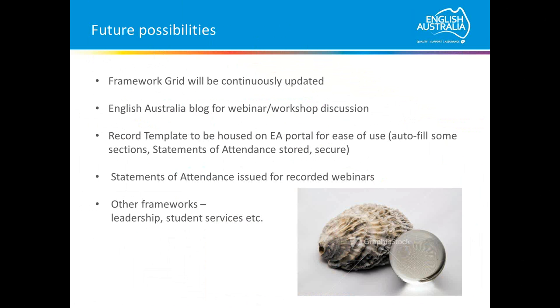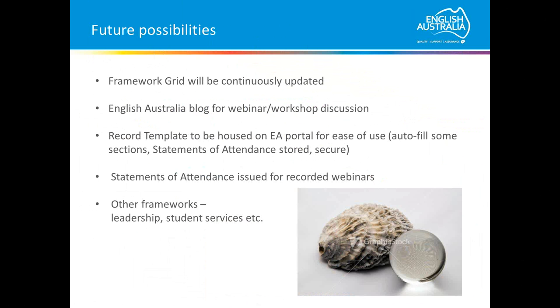So English Australia is trying to develop a portal where teachers could access their own record template and also house it. And hopefully this template would have some autofill sections, and it would also be a place where statements of attendance could be stored for people so that these things aren't all over the place, and it would be a really easy way for teachers to keep track of what they've been doing.